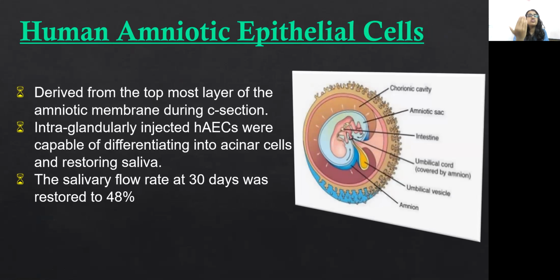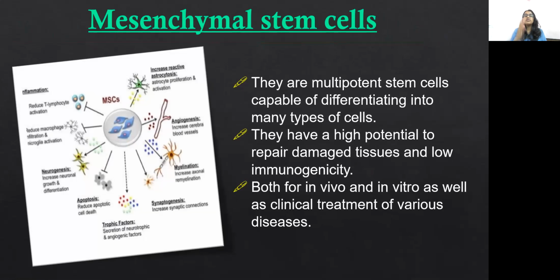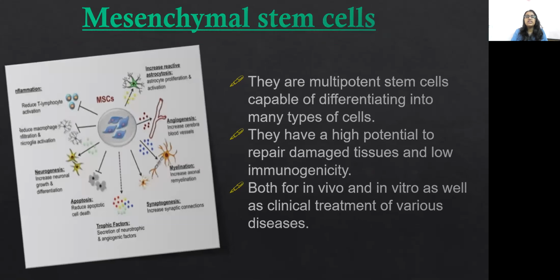So the first stem cell, which is the human amniotic epithelial cell, is derived from the topmost layer of the amniotic membrane during C-section. It has to be taken during C-section, and one can just implant these cells into the body, and these are very useful. Then coming to mesenchymal, this is the most important and most widely used stem cell. These types of cells are also used for other research, and mesenchymal stem cells are also found very effective in xerostomia. These are multipotent cells, as we saw in the classification earlier. They have very high potentiality, and they are very easy to cultivate. So basically these are very easy to use.